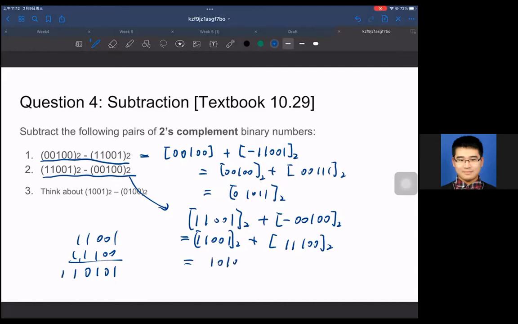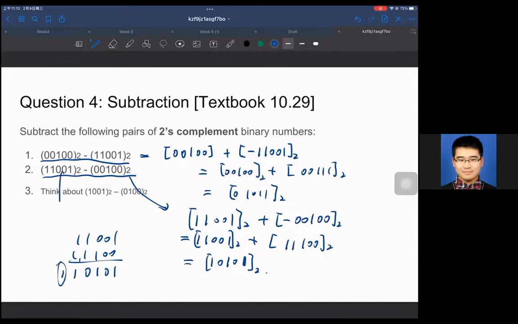Forgot to add the one, sorry, when you change it to the 1, 1, 1, 1, 0, 0, 1. Then you add the one. So this is what I'm getting. Because this carry is going to be thrown away. We only have 5 bits.